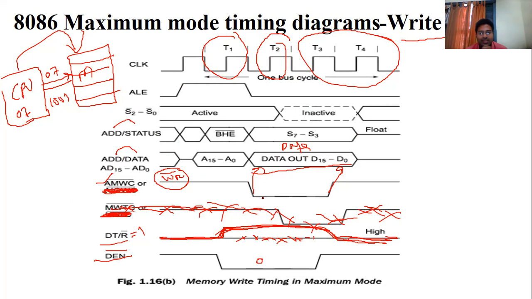Then the microprocessor performs the write operation. Whatever data in the CPU is available on the data bus, for example 07, is then stored at the memory location. Then the microprocessor performs DEN, data enable, to check whether the given data is correct or not. Once it is correct, the microprocessor performs DT by R bar, the data transmission, so it is 1. There is a mistake here, so you can draw it this way. So this is the write cycle.